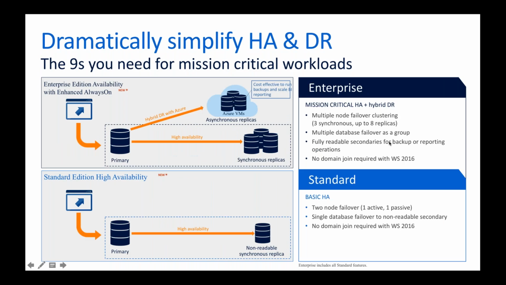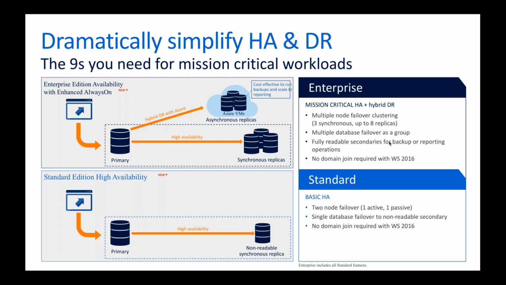So here, when we talk about Always On availability groups, the big difference with Standard Edition is that it only gives us one replica, and we can't read it. And it can be synchronous or asynchronous. In this case, we're showing synchronous, but it can be an async replica.